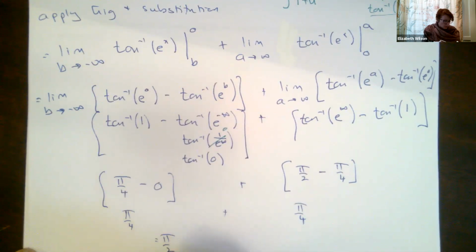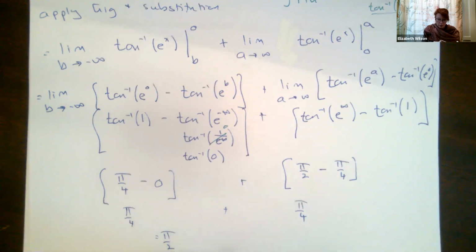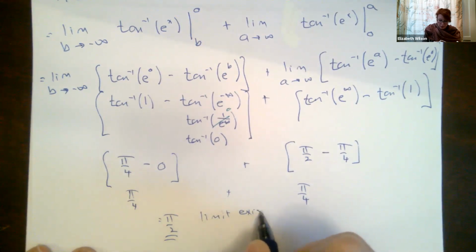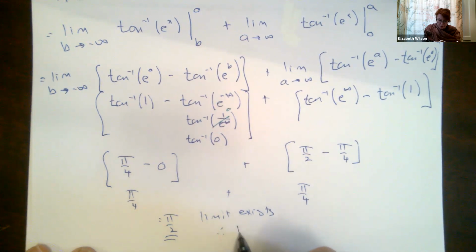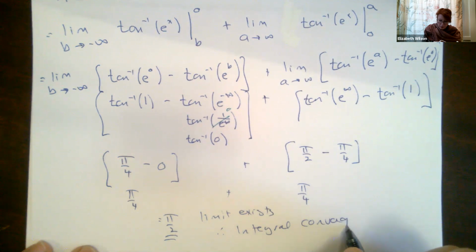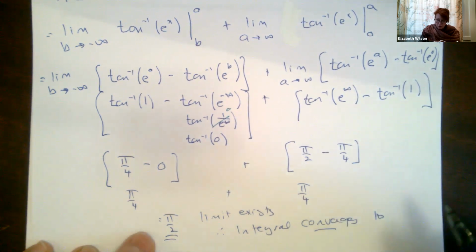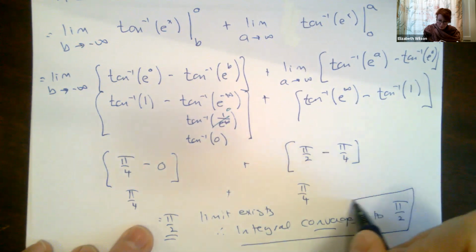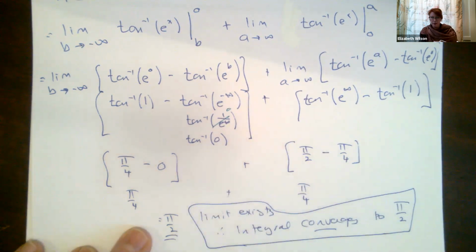Equals pi over 2. So what we conclude from all this is we write the limit exists, therefore the integral converges, and it's going to converge to what our limit exists to, pi over 2. Okay, so that's our final answer.